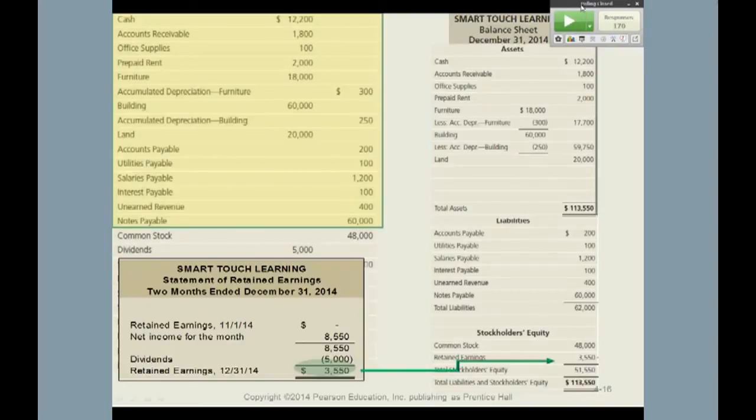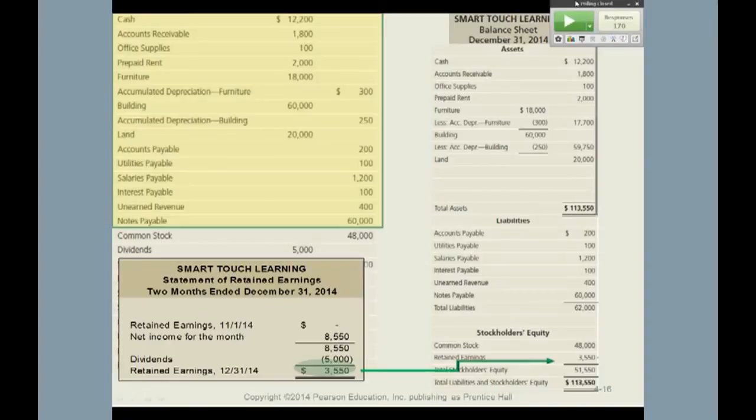You've got income statement into the statement of retained earnings and into the balance sheet. Now, that's the report form. If this was in the account form, we'll see that a little bit later, assets would be on the left, liabilities and equity on the right. The form doesn't matter, the numbers stay the same, the concepts stay the same.